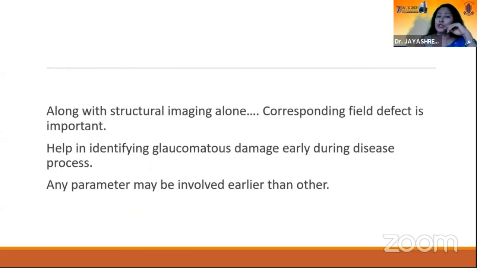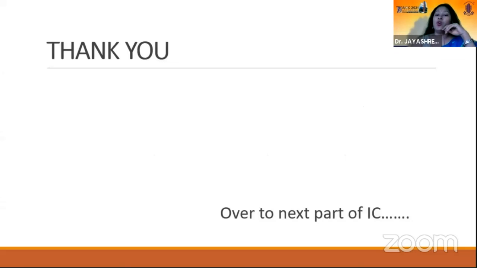And now, along with this structural imaging, it is very important to have a corresponding field effect. And among the three parameters that we have discussed, the optic nerve head, the macular ganglion cell, or the RNFL, any of the components may be involved earlier than the other. And definitely it goes a long way. OCT helps us in finding our potential glaucoma patients, because the time from OCT detecting the damage to the patient actually developing a gross visual field defect ranges on an average from 5 to 6 years. And this is the period when we can start to pick up our potential glaucoma candidates and start treating them early. So over to the next part of the session, for interpretation of the reports. Thank you so much.